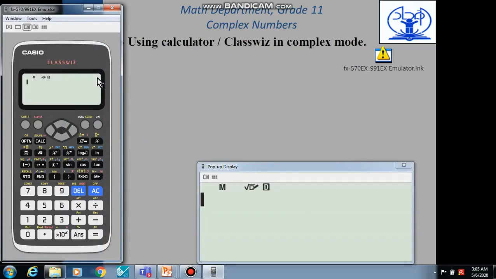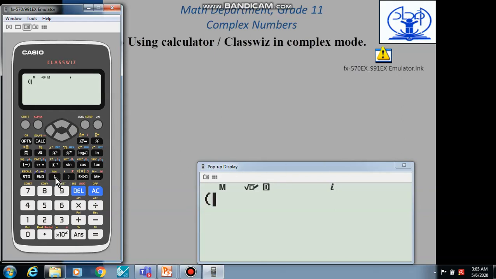So this is the Casio classwiz calculator. Go to menu to get complex. Here you can see the letter i, so we work in complex mode now. Okay, we can do whatever we want as a calculation.